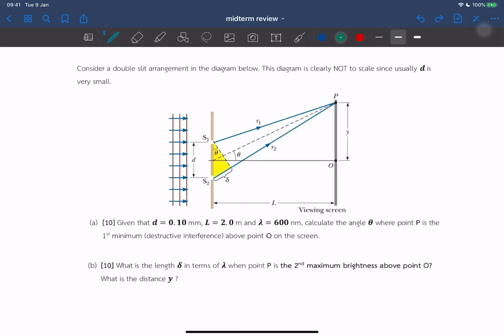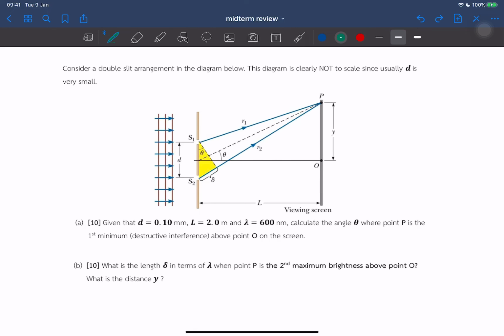All right. Okay, so let's take a look at this. This question looks difficult. It's actually not that difficult, because if you remember the formula for the position on the screen, which is parameterized by this variable theta here, it depends on whether the path difference is a multiple of lambda or a half multiple of lambda. So we have this formula, d sine theta equal to n lambda for constructive interference and half multiple of lambda for destructive interference.